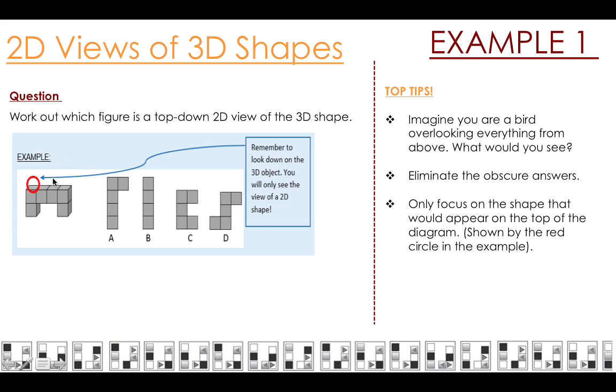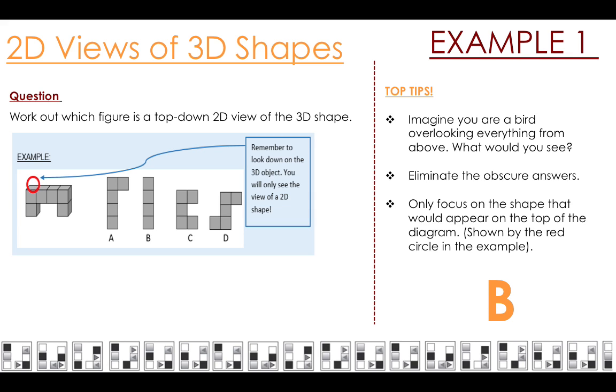So let's work through the tip of process of elimination. The red circle here indicates the part that you need to be focusing on, and you know that there should be 1, 2, 3, 4 squares that you would see if you were to look down on the object. So we can automatically rule out answer A because this has 5 squares and you know that it should have only 4. Again, you can rule out answer C and D because they should contain 4 squares, and therefore you have eliminated 3 of the 4 options, and you know that the correct answer is B.